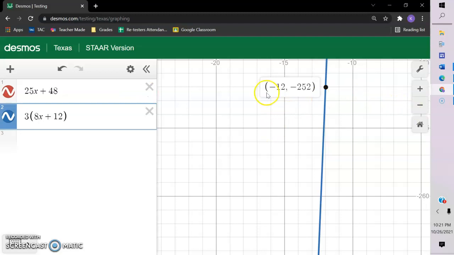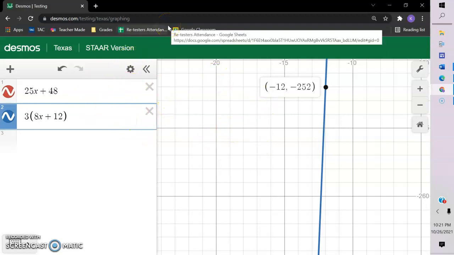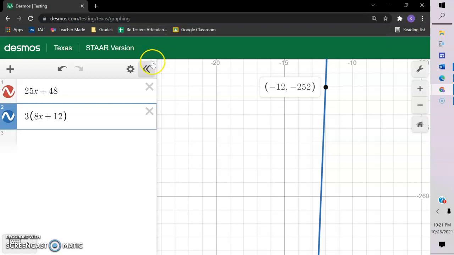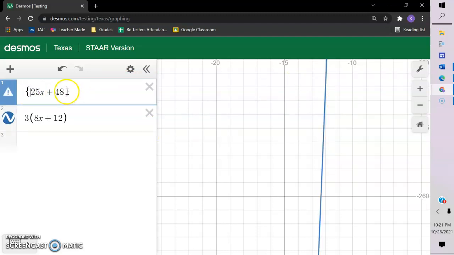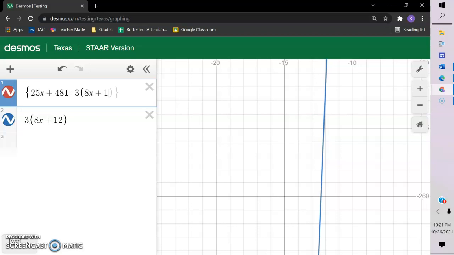They look like they are, but they're not. Do not worry, you're not going to get a nasty one like this. If you're going to get a nasty one like this, it's going to be probably multiple choice, and then you're going to be able to plug it in. Like for example, if it was a multiple choice and you couldn't tell by the graph, then we will do this equal to 3 parentheses 8x plus 12. But you're not going to get a nasty one like that, I promise.